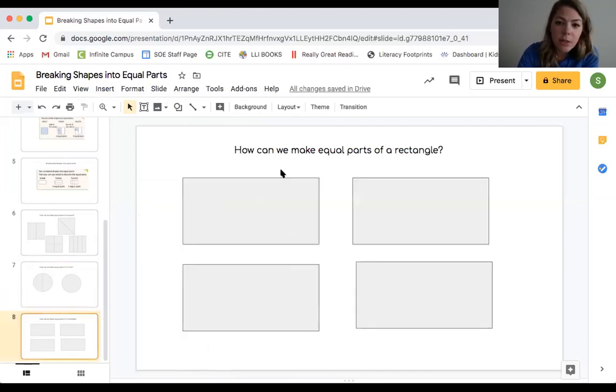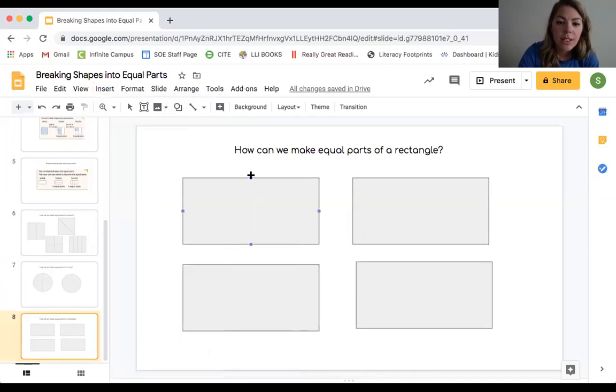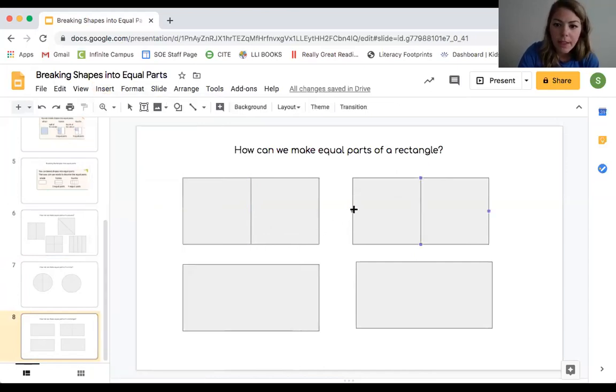All right, and then the last one is parts of a rectangle. Very similar to a square. You can do the same thing. You can break it into halves like this. You can break it into quarters by going down and then putting another line directly across like this. Okay, so this is in halves, this is in quarters.